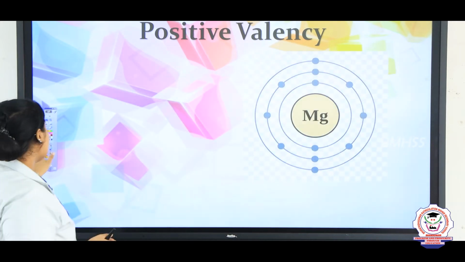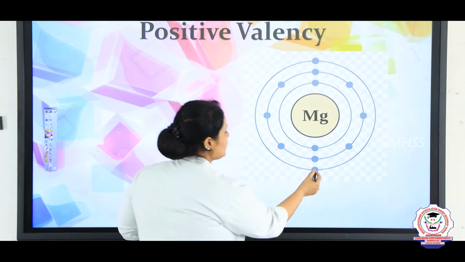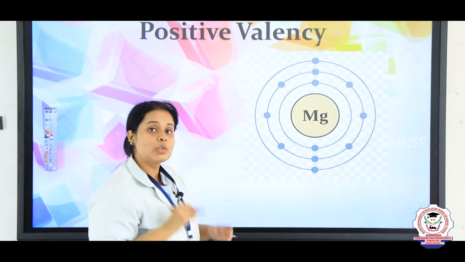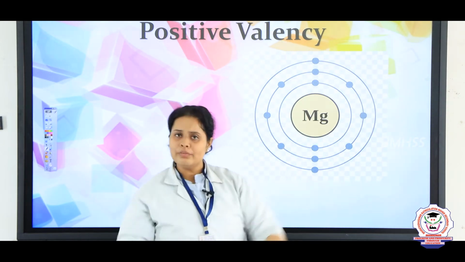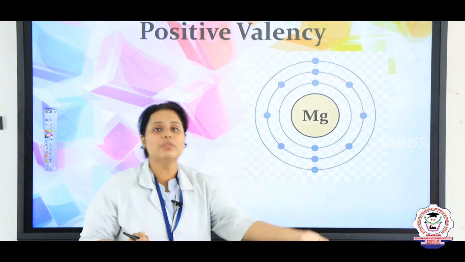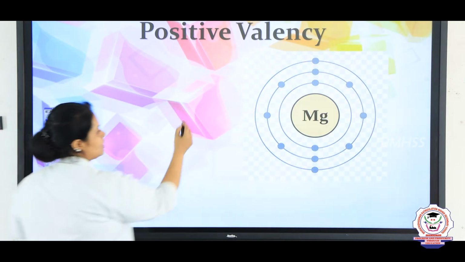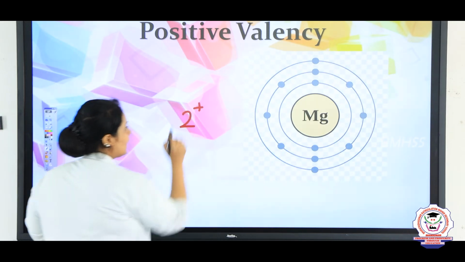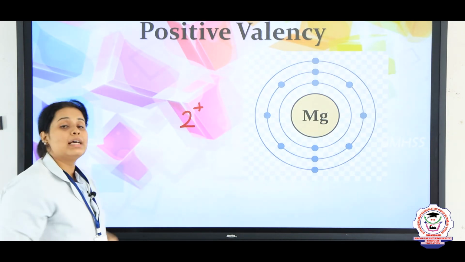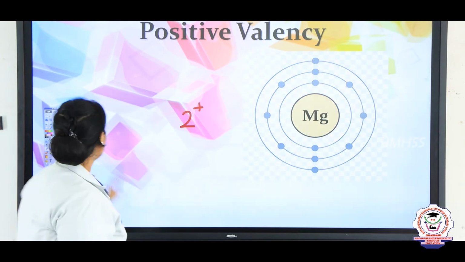The second example is Mg, which is magnesium. In magnesium you can see that the last shell has only 2 electrons. So if it wants a fully filled shell, instead of getting 6 electrons, it can remove 2 electrons, right? If it removes 2 electrons, the valency will become 2 plus, and this will be a magnesium ion. This is known as a divalent positive valency, okay?